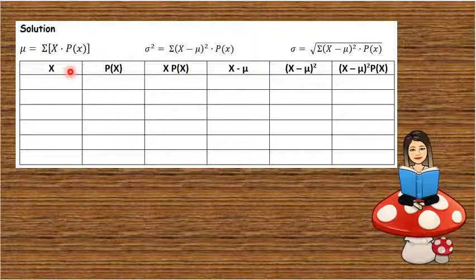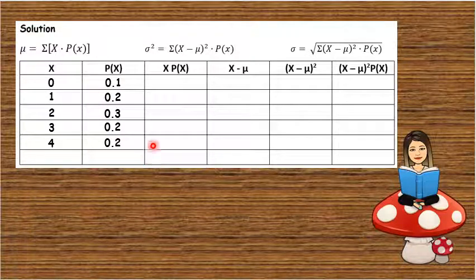Okay? So, kunin muna natin ano yung mga given values ng x at saka p of x. So, we have 0, 1, 2, 3, and 4. For our p of x, ito ay na-convert na from percent to decimal. Ito yung 10%. In decimal, siya ay 0.1. 20%, 0.2. 30%, 0.3. 20%, 0.2. And 20%, 0.2. So, itong dalawa na to ay given doon sa problem sa example number 1.